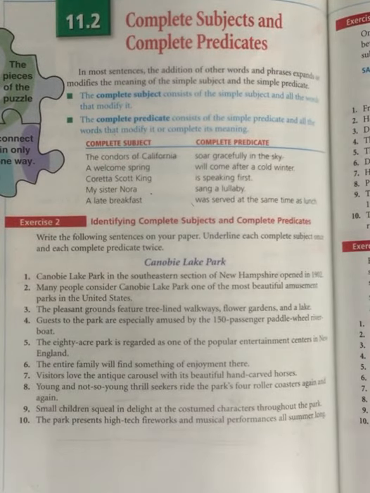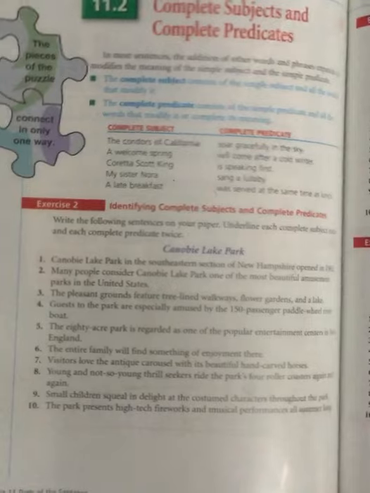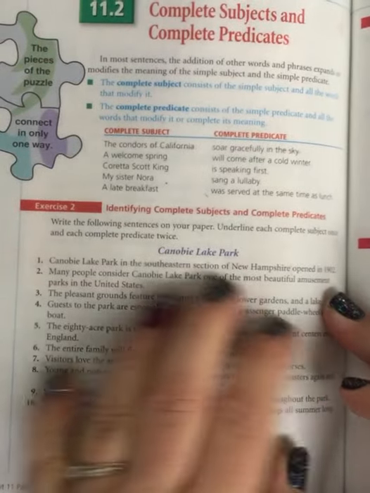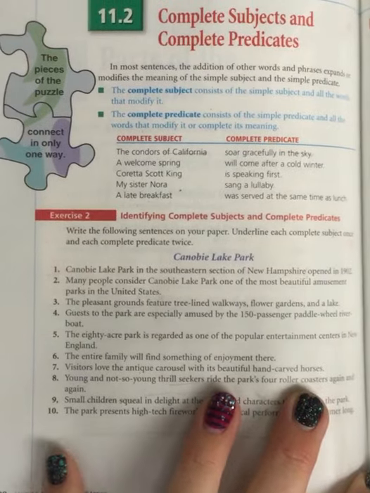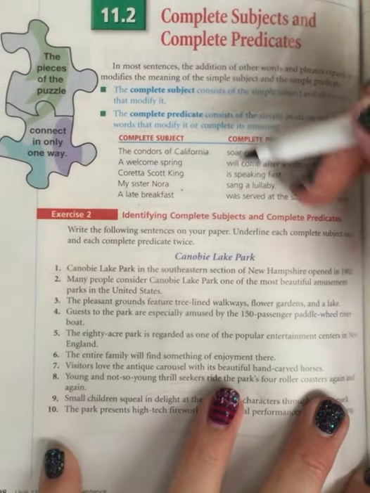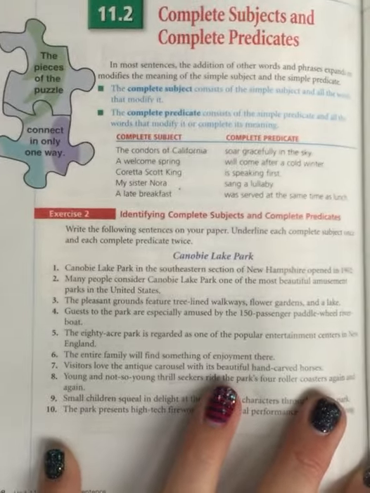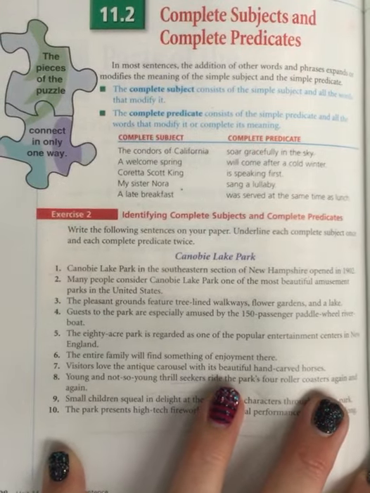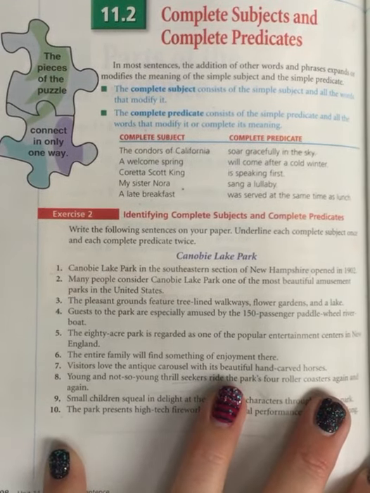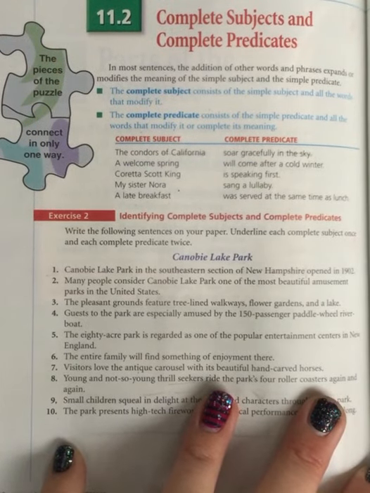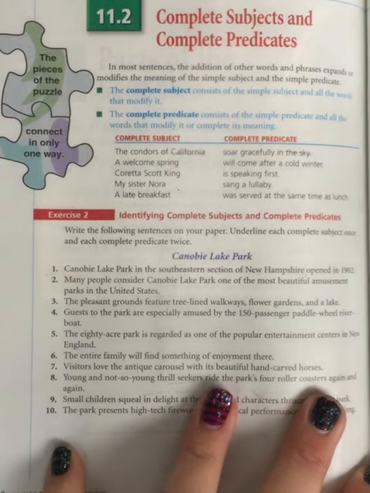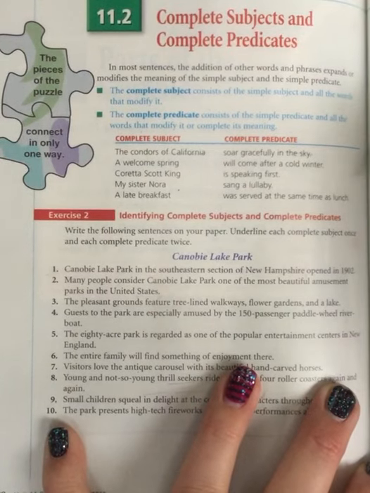Now, are all sentences that easy? No. But for the purpose of this lesson, all you have to do is draw a vertical line between subject and predicate. Okay? Do not forget the directions, though. We cannot forget to follow the directions. So, number 1, Kenobi Lake Park in the southeastern section of New Hampshire opened in 1902. Prepositions?